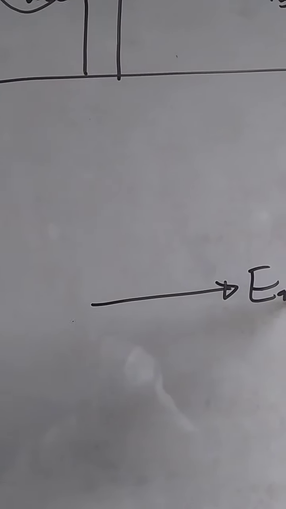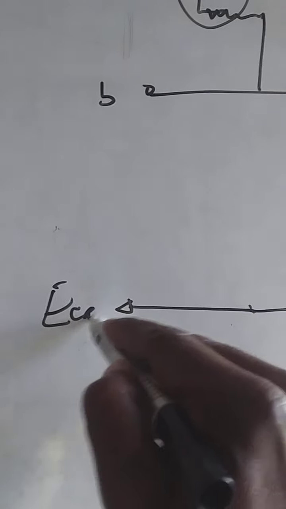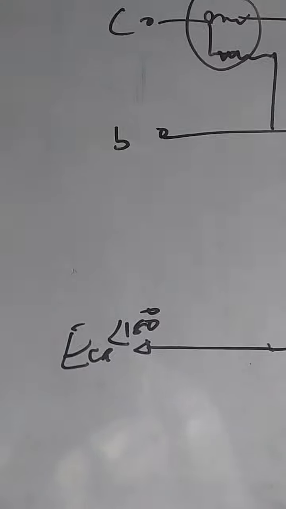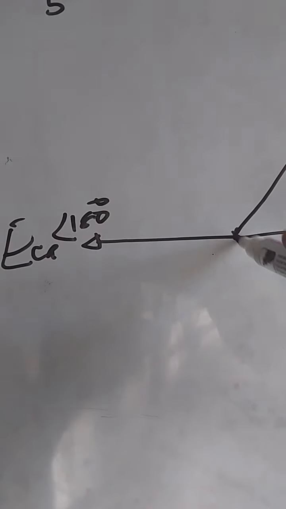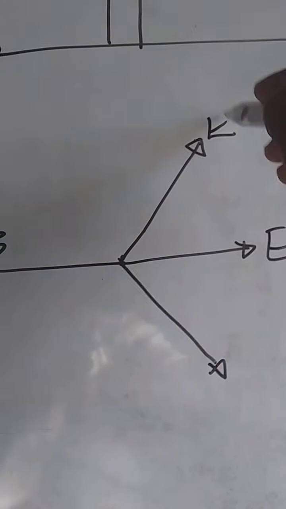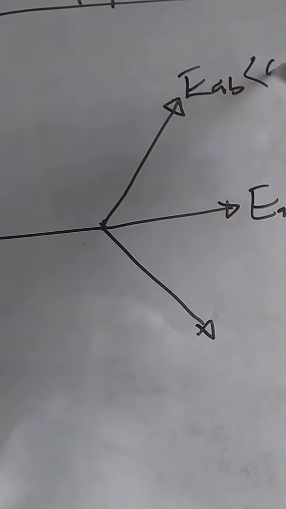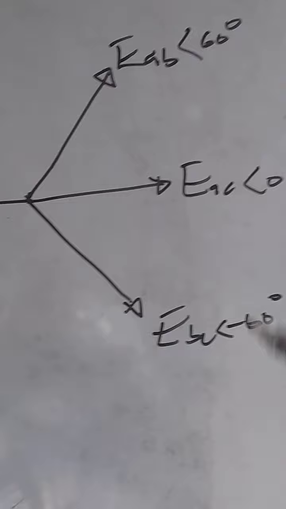Let us start by drawing the phasor diagram. They said it's a positive phase sequence with EAC as a reference. EAC is at angle 0, so ECA will be at angle 180 degrees. From there, you can establish the positioning of the other phasors. EAB will be here at angle 60 degrees because it's a positive phase sequence. EBC will be here at angle minus 60 degrees.